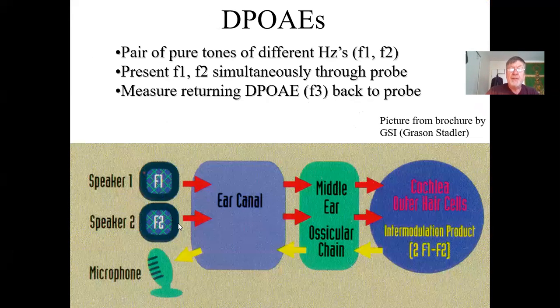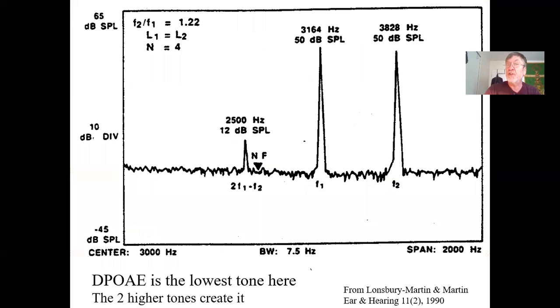So the probe has 3 holes, like we said. One speaker here, another speaker here. Those 2 tones go in your ear canal, through your middle ear, activate the cochlea, and the outer hair cells produce an intermodulation distortion product that goes back out the middle ear, out the ear canal, and gets picked up by a mic. So now your eardrum is acting like a speaker. It's the ear in reverse.